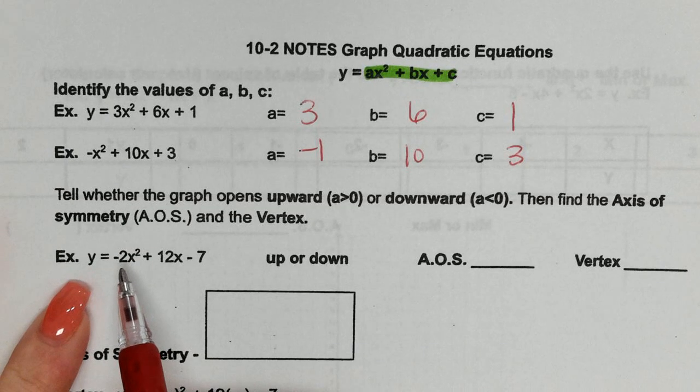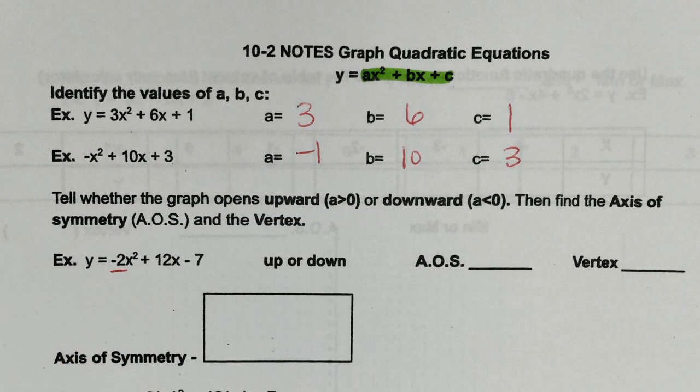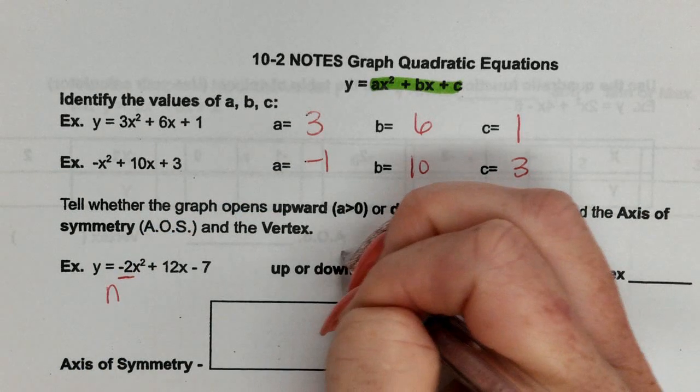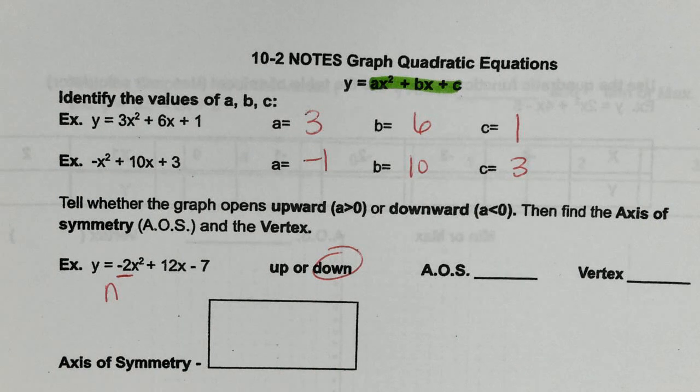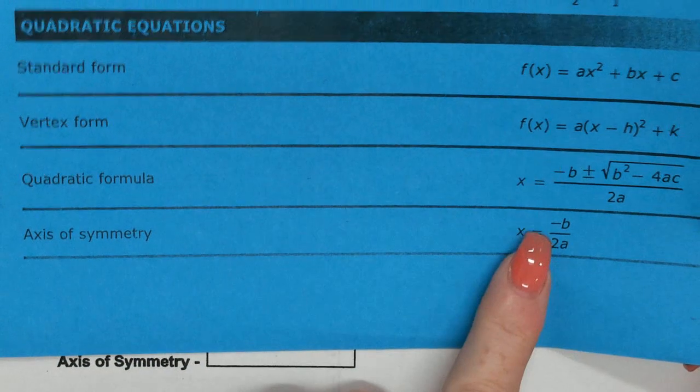Okay, so here we go. Look at this first example. Is the a positive or negative? So is that going to be a happy face or sad face? That's a sad face, so it's going to open down. Now we're going to learn the axis of symmetry formula. Everybody go to your star chart. Does everybody see the axis of symmetry formula?